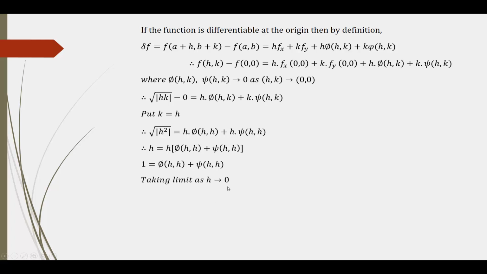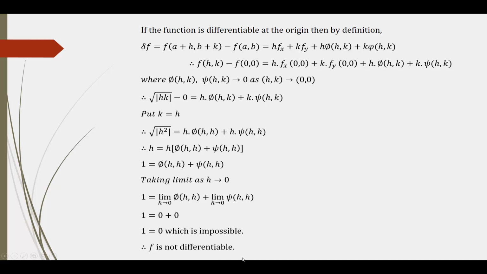Taking the limit as h tends to 0: the limit of 1 is 1, and the limit as h tends to 0 of phi(h) plus the limit as h tends to 0 of psi(h). We know the limits of phi and psi tend to 0 as (h,k) tends to (0,0), so each limit is 0. So 1 equals 0 plus 0, so 1 equals 0, which is impossible. We know 1 is not equal to 0; they are different values. So this is impossible, which means the function is not differentiable at the origin. Therefore f is not differentiable at the origin, which is the solution of the given example.